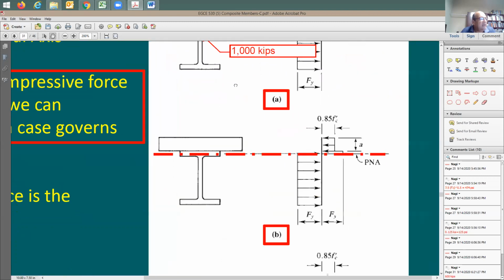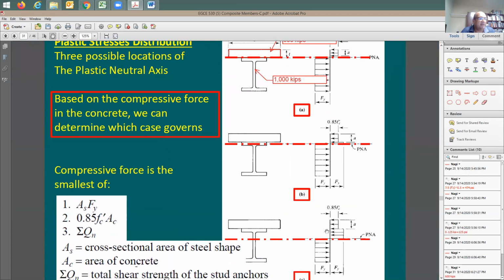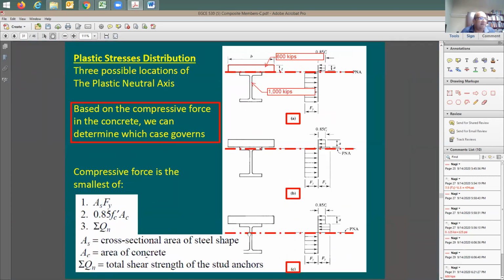So, okay, it means I'm going to have a case like this or a case like this. So this case here is going to happen if you have the compression in the concrete to be less than the total tension in the steel based on As total.